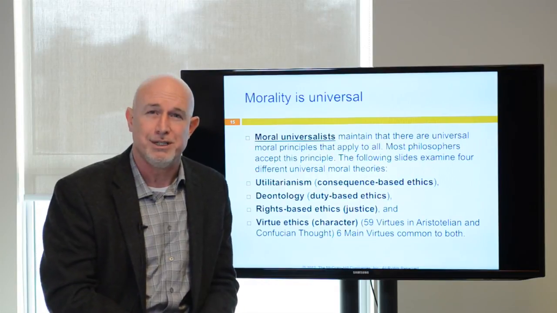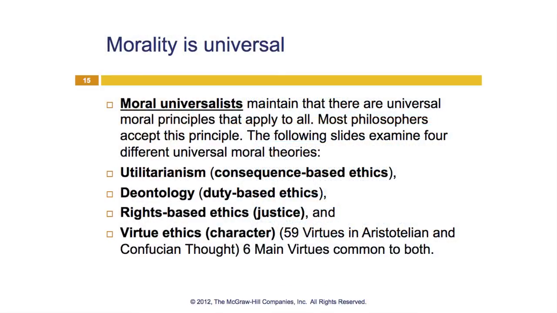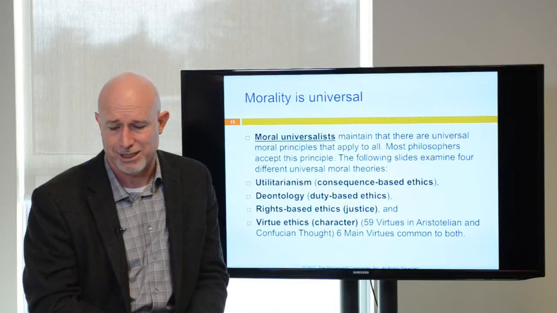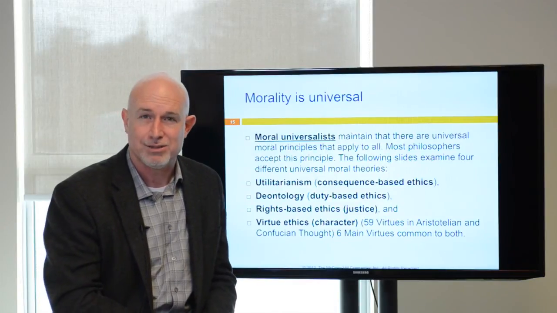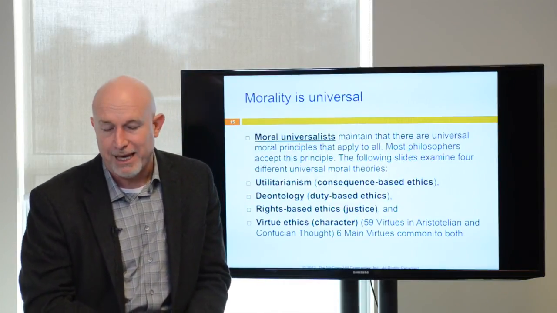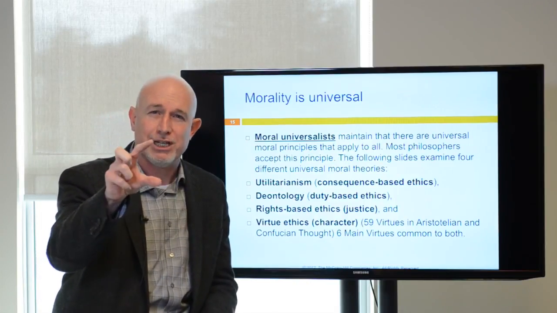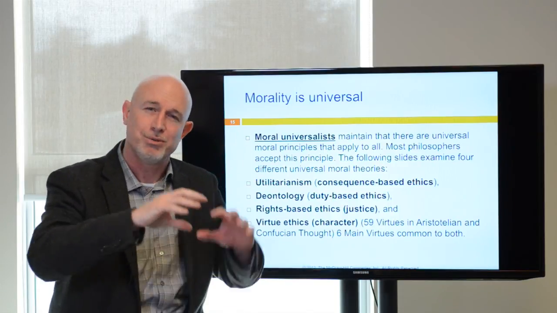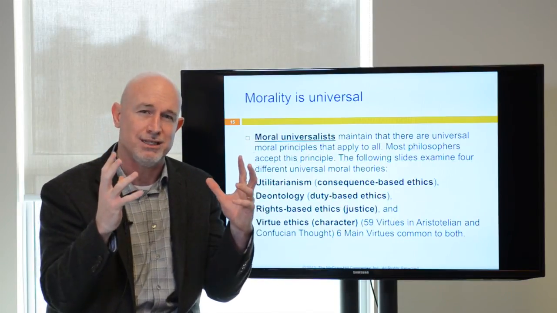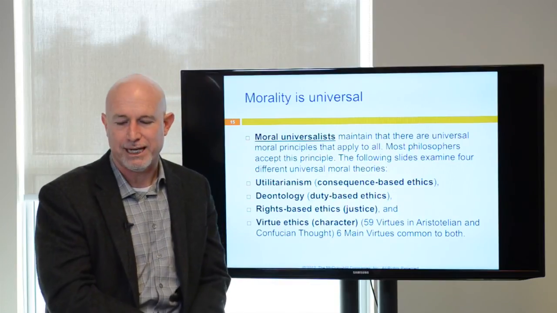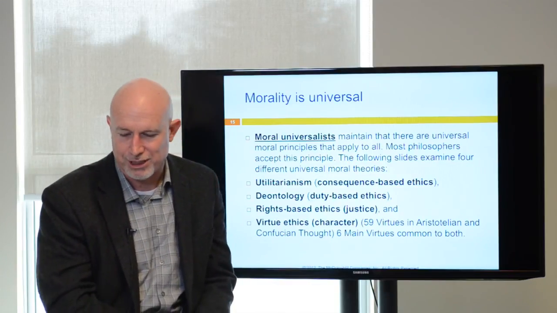And then we have deontology, which is a duty-based ethic. And Immanuel Kant formulated deontology, in which he said there are moral principles that are driven by duty and are right in every circumstance. We then have rights-based ethics, which is justice. And people look for justice. Not only, as Plato said, must we have justice, but justice must also be seen to be done so we can have a just and moral society. And of course, we have this issue of the social contract that forms part of this justice system.